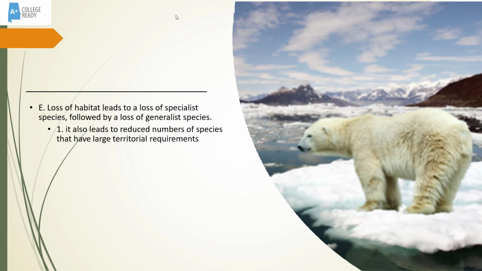This also leads to a reduced number of species that have large territorial requirements. When you have a large territorial requirement, it's very rare that big chunks of land are able to stay available in today's world. As our population continues to grow, the pressure from us competing for resources with the other things on this planet, we typically win. So that's another thing that's going to reduce our number of species, our biodiversity.